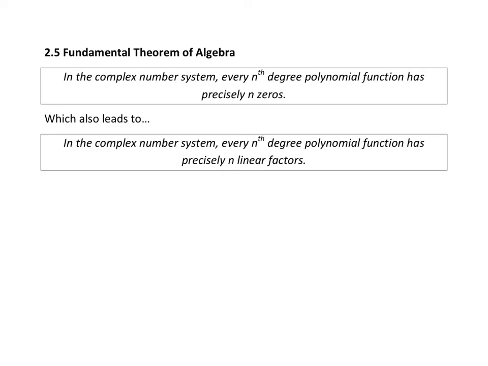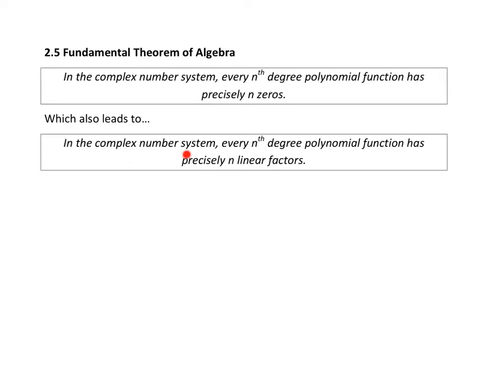Okay, here's what we've been doing all along. In the complex number system, every nth degree polynomial has precisely n zeros. That is exactly what we've been doing. We've been adding everything up to the degree. And this is known as the fundamental theorem of algebra. So congratulations, you've made it to the end of algebra.